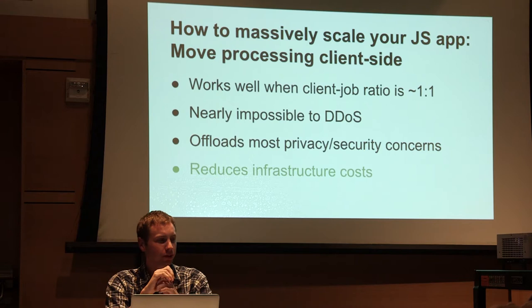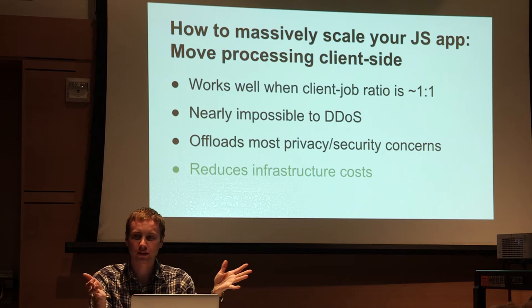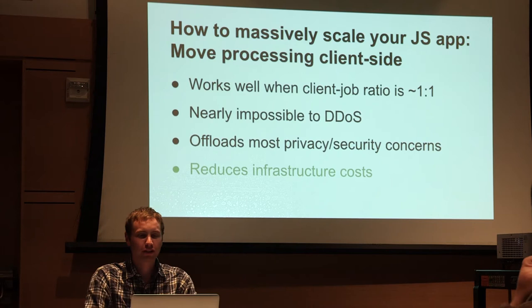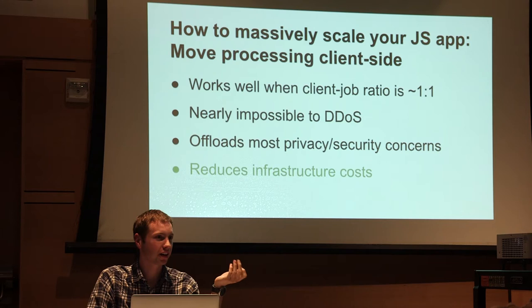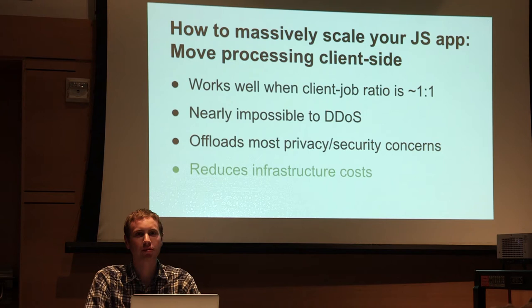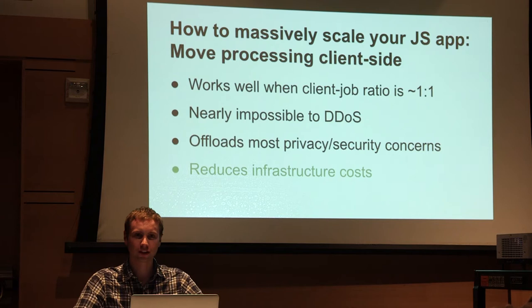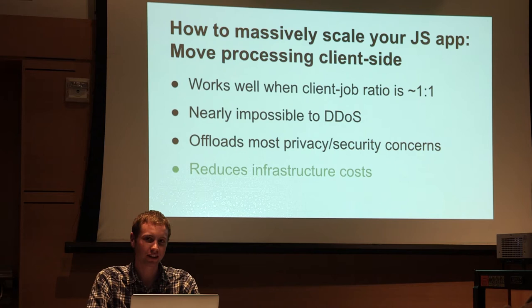So if you want to scale your application massively to the number of users you have, then just offload all the processing to the client. Have everyone download their own copy of the code and run it in their browser. This works really well when the job ratio is about 1 to 1, when every customer, every client has about one job to perform. It turns out it's actually quite secure. It's nearly impossible to attack it with a DOS or some sort of botnet because, again, you've scaled it out to your thousands of users and they're not all running servers and they can't all be attacked. Another nice side effect of this was that users no longer had to upload their files to us.